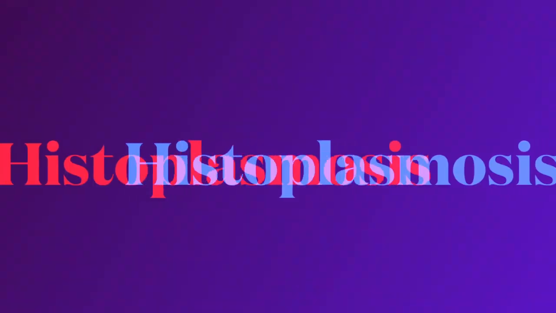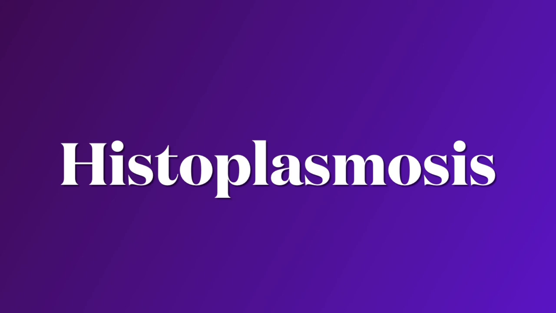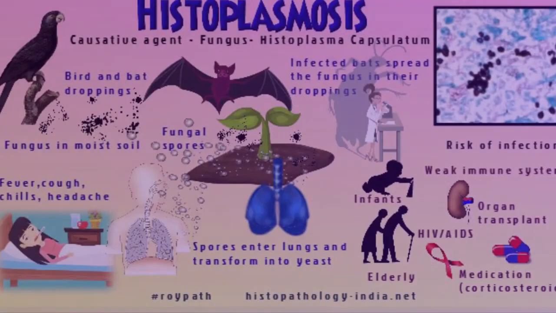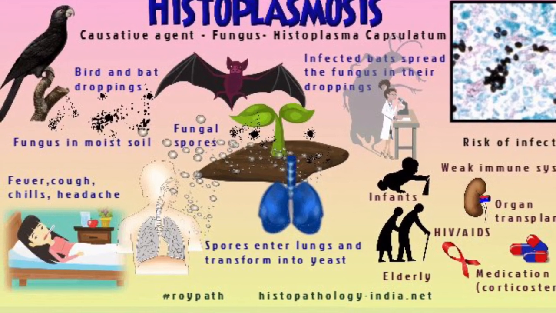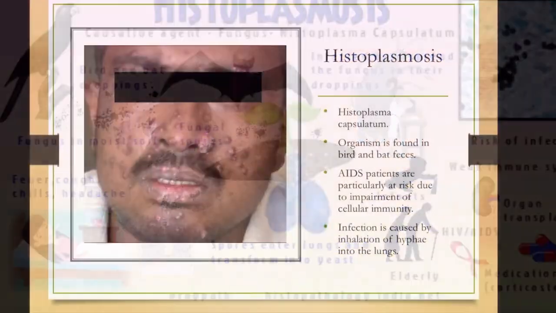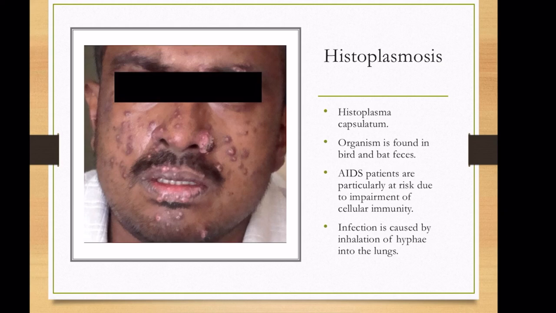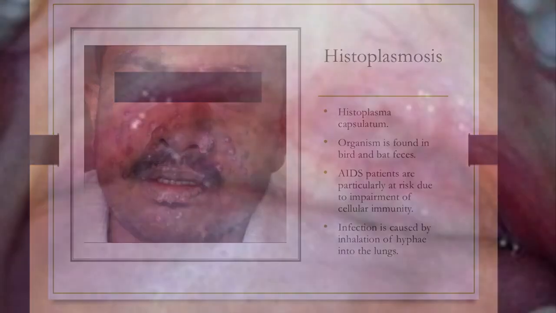Coming to the last fungal infection, histoplasmosis, which is caused by Histoplasma capsulatum, which is an organism commonly found in bird and bat feces. The infection is caused by inhalation of hyphae into the lungs, leading to pulmonary disorders, and in the oral cavity, nodular indurated ulcerations typically on the palate and tongue are common.